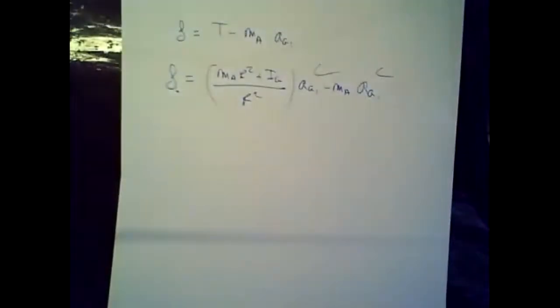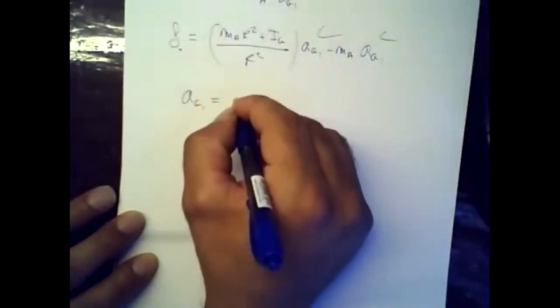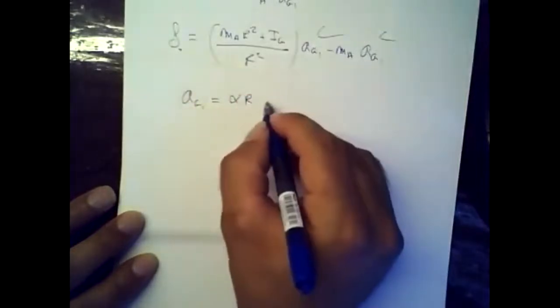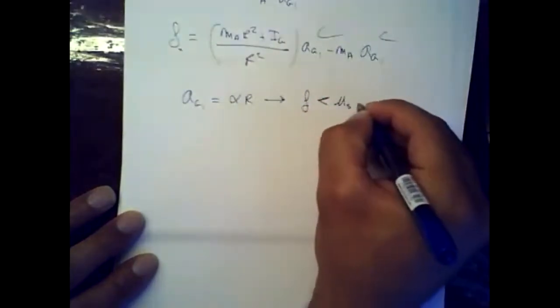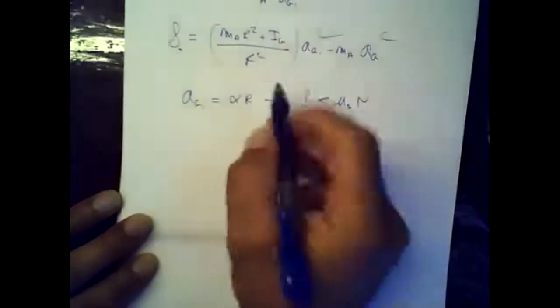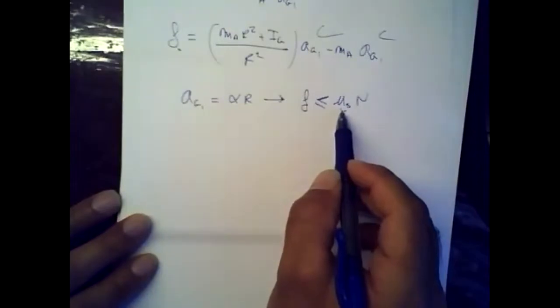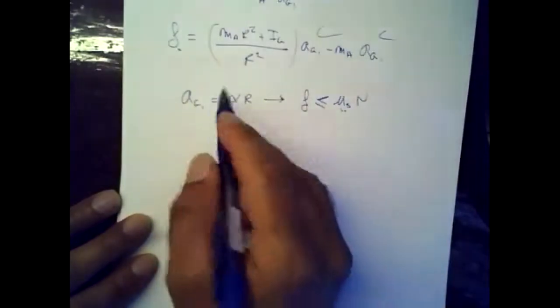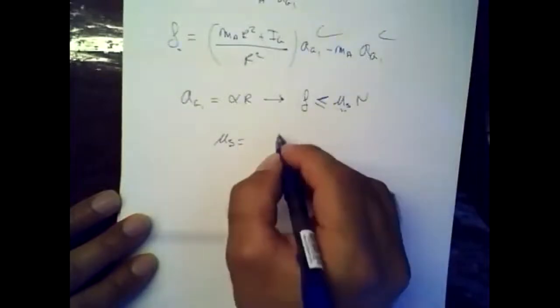And they ask you for the smallest coefficient of friction, the coefficient of static friction. So for AG1 to be equal to alpha R to be valid, the value for the friction has to be less than or equal to mu s times N, the maximum. So we need to find that smallest coefficient of friction.